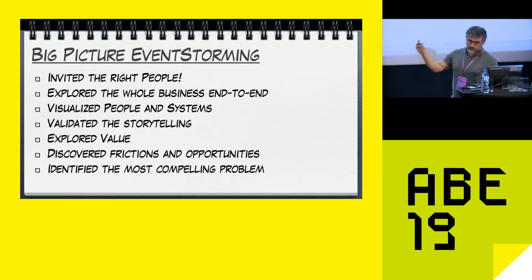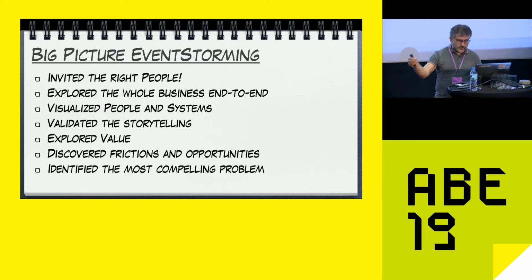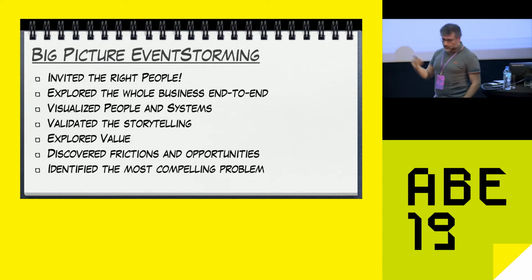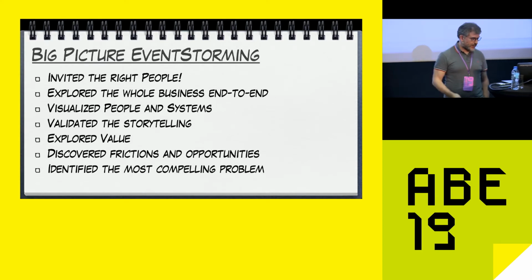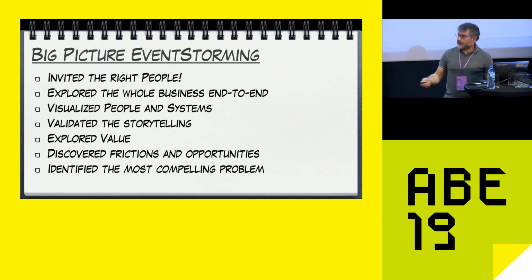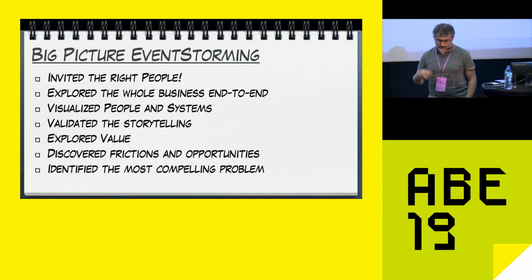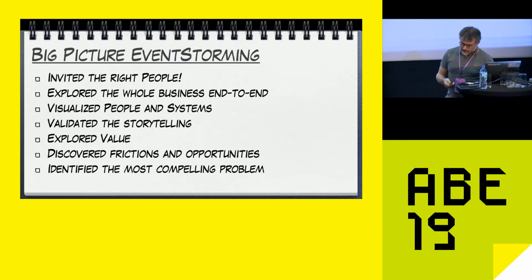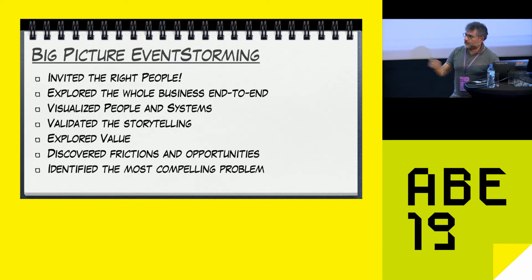We validated the storytelling together. We explored opportunities for delivering more value, reducing frictions, and improving the system for the next iteration. And finally, we identified the most compelling problem in the system. That's all the stuff that could be done during a one-day big picture EventStorming. But I'm talking about the second day.